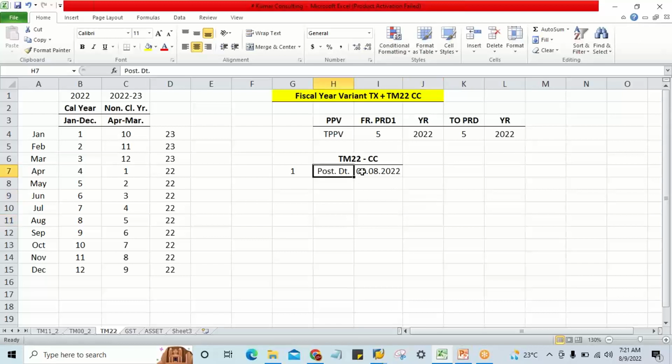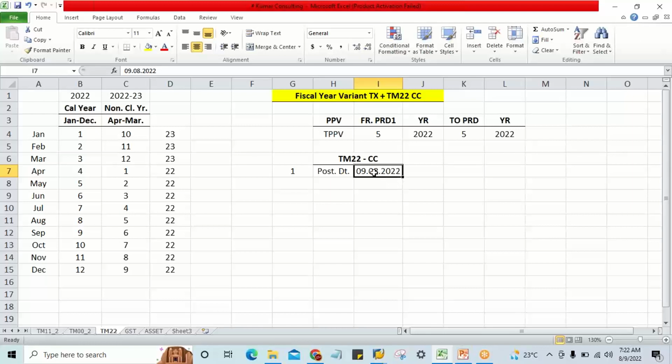Now, posting date we have given. This is your date, month, and year. It depends on which format you follow, whether it is DD, MM, YY, or MM, DD, YY. Different formats are there. It's okay. So here, date, month, and year. Let's suppose this is the format.